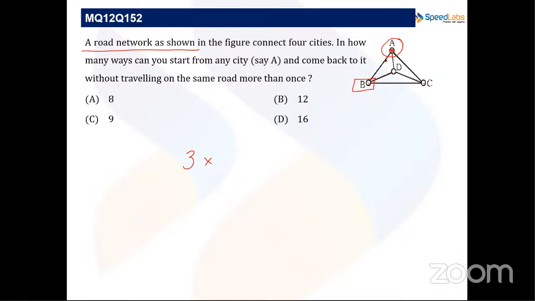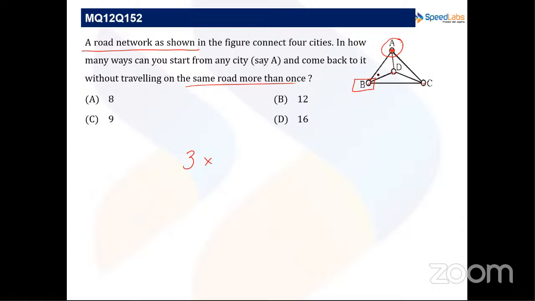Now it is not given that you have to cover all the cities or anything. So we have to go back to A. In how many ways can we do that? Can we go directly from B to A? No, we cannot travel the same road twice. Can we go from B to C, then C to A? Yes, that is one option. Or can we go from B to D and then from D to C and C to A? Yes, that is also one option.